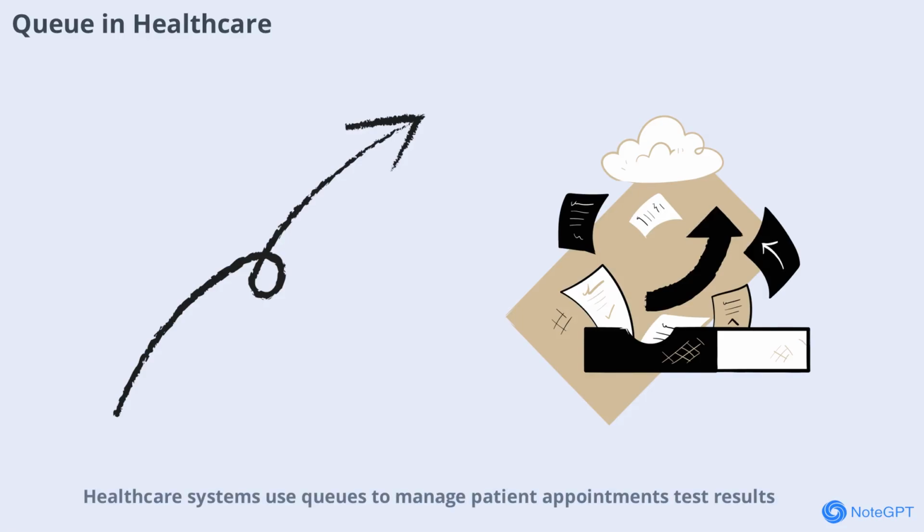Healthcare systems use queues to manage patient appointments, test results, and medication orders. By organizing these tasks in queues, healthcare providers can deliver timely care and ensure that no patient is overlooked.